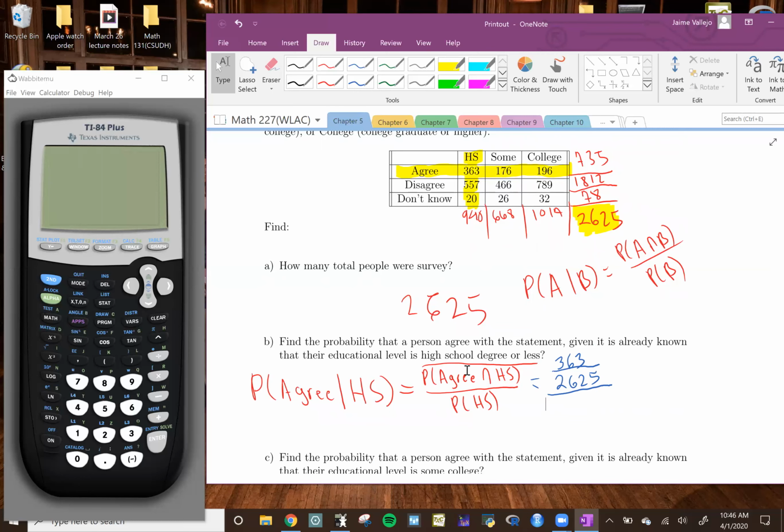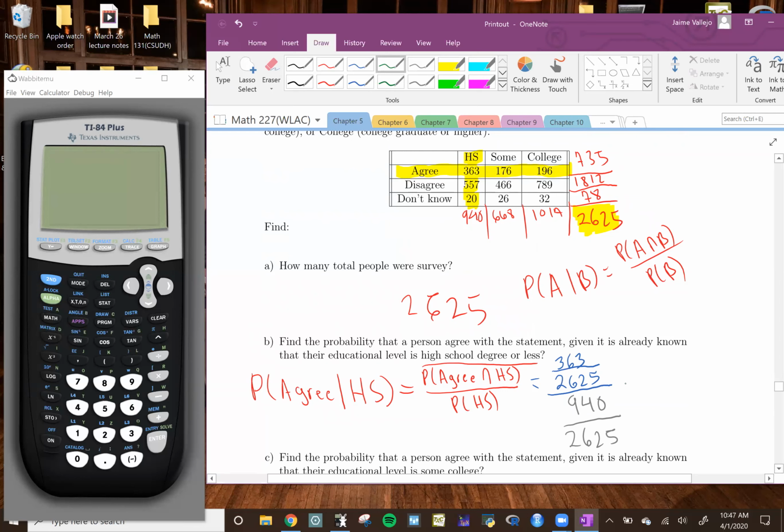All right. Now I want to find the probability somebody has a high school degree or less. How many total people do we have that have a high school degree or less? 940. Cool, thanks, Anna. So 940, and you also divide that by 2625. Everybody good so far with these two fractions? Cool. Then you just use basic math to be able to do this.